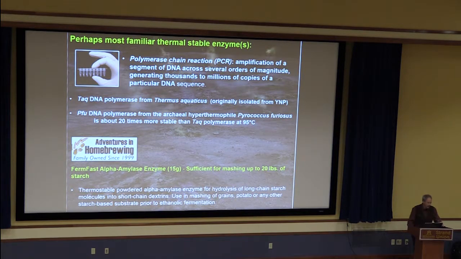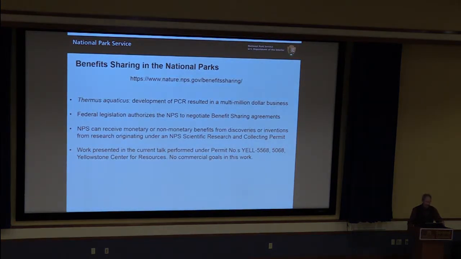It's not the only thermal stable enzymes. There's a big market for thermal stable amylases, and if you're a home brewer, check this out, a thermostable alpha amylase enzyme, sufficient for mashing up to 20 pounds of starch. You can get your potatoes or corn or whatever you want ready before ethanolic fermentation with thermal stable amylases. And there's a lot of industrial interest in thermal stable amylases, chitinases, cellulases, lipases, a lot of those used in the food industry and degrading plant material.